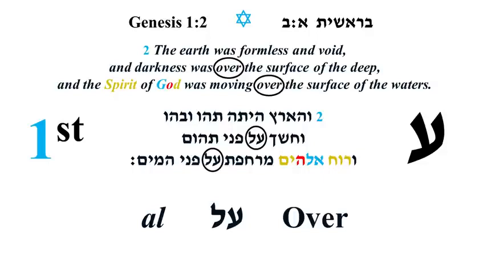The first Ayin in the Bible is in Genesis 1:2, where the earth was formless and void, and darkness was al. Al means over, the surface of the deep, and the Spirit of God was moving al over the surface of the waters. So there's two ayins in that second verse.